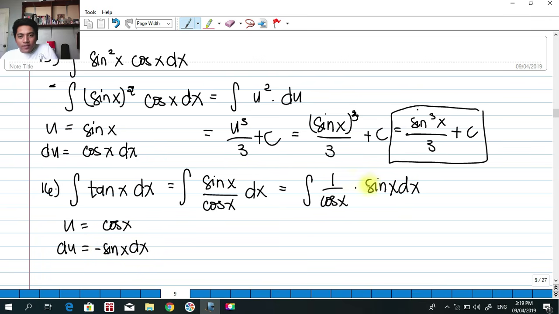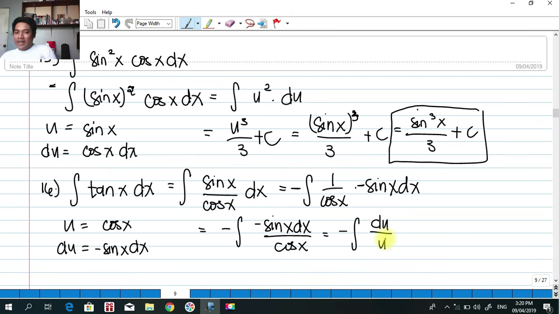So we have to add negative sine of x dx here, and also to compensate for the negative sign that we add here, we have to add a negative also outside of the integral symbol. So we have the integral of negative sine x dx over cosine of x. So simply negative of the integral of negative sine x dx is du, and cosine x is u.